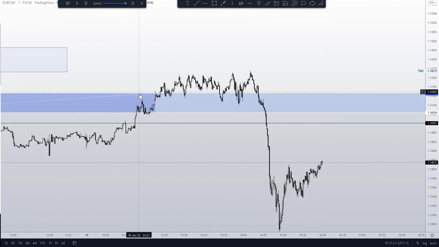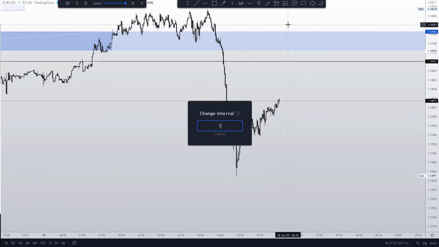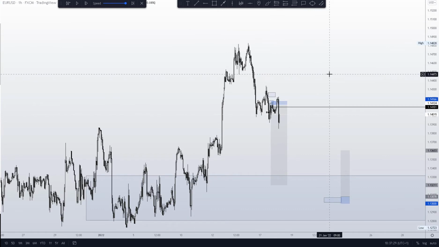And then unfortunately price came back, gave us a Wyckoff distribution as we can see right here, and then it moved to the downside pretty aggressively.